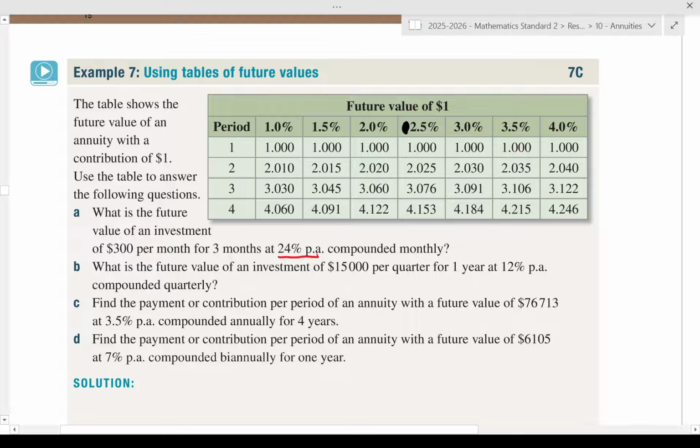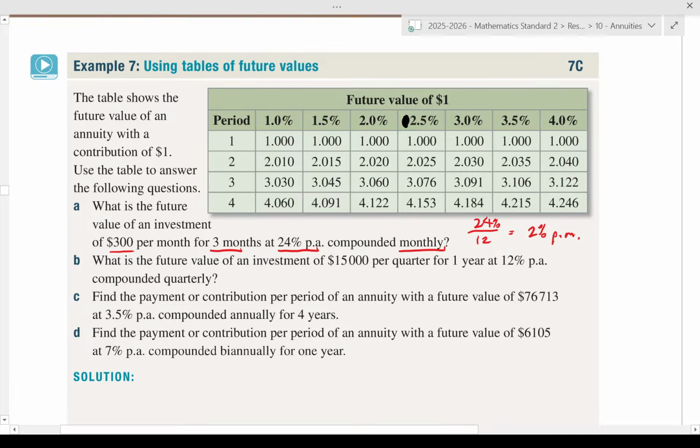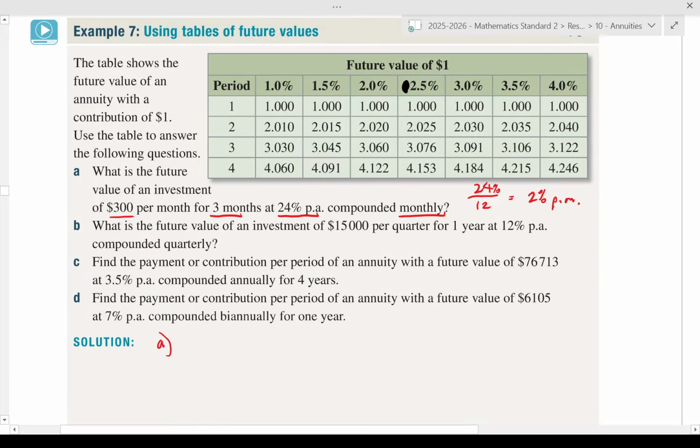So, I've got 24% compounded monthly. Well, I'm going to do 24 divided by 12. So, 24% divided by 12 will get me 2% per month. So that's my interest rate that I'm going to be dealing with because I want it monthly. I'm going to be doing it for 3 months, so that's good. And I'm going to do $300 per month. So let's have a look at question A.